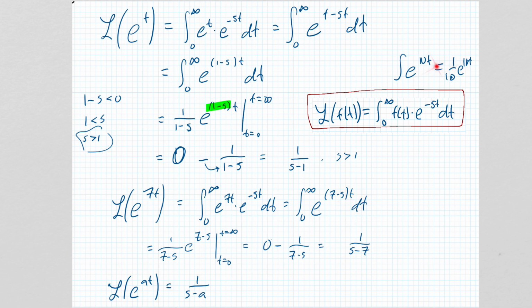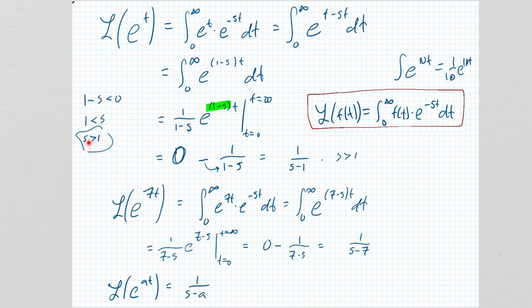So let's do a quick integral just like this one. We divide by that coefficient of the t, 1 over 7 minus s times e to the 7 minus s. This is missing a parentheses and a t, so it should say e to the (7 minus s) in parentheses times t. I'm going to evaluate that from t equals 0 to t equals infinity.